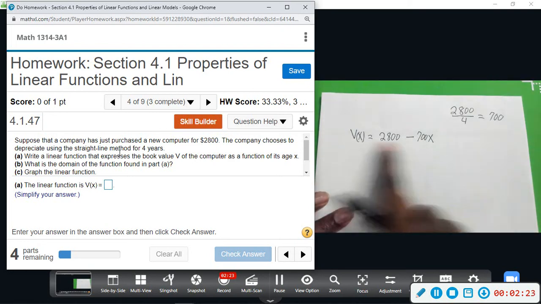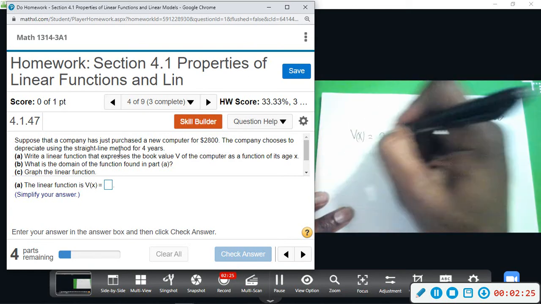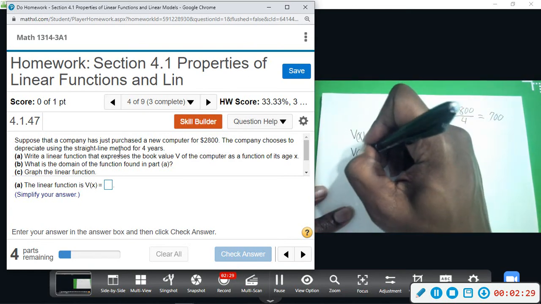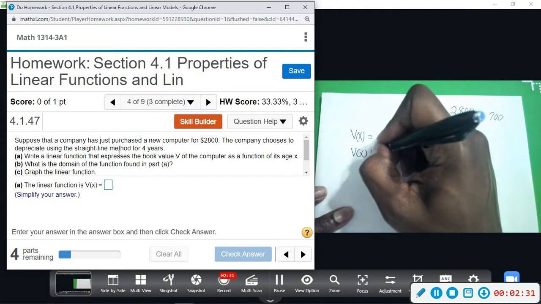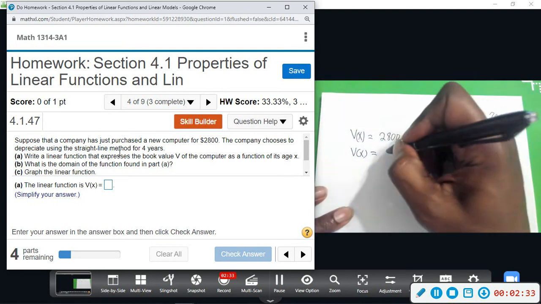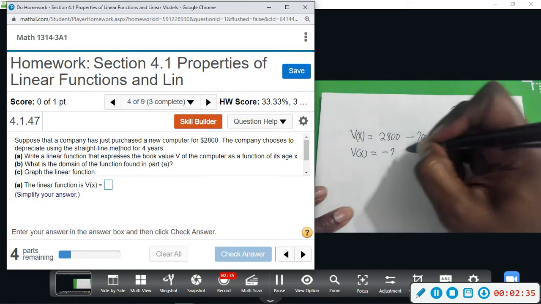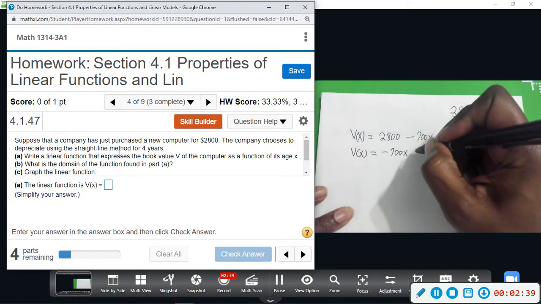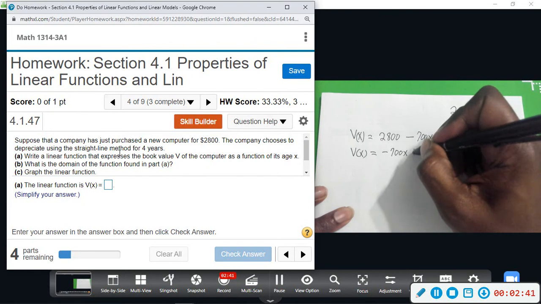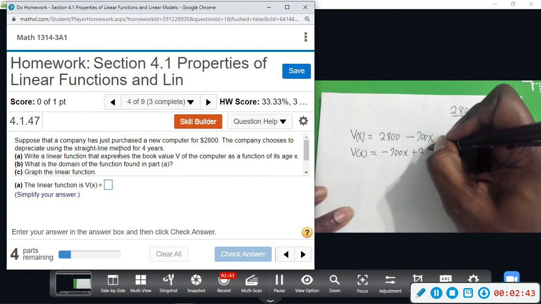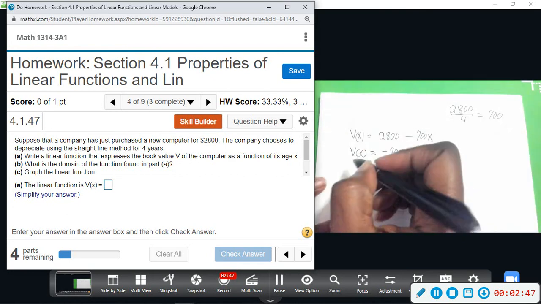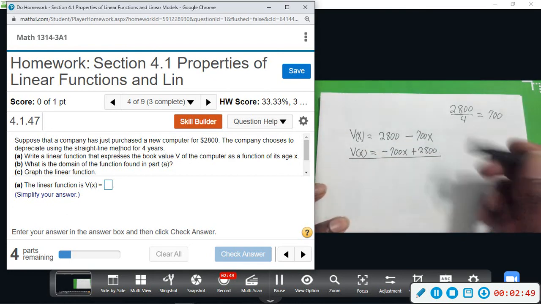And we can rewrite this in slope intercept form, but either way, this is fine. We can write it as V of x equals negative 700x, and then we'll say plus the 2,800 that it cost. Okay, so this will be our function.